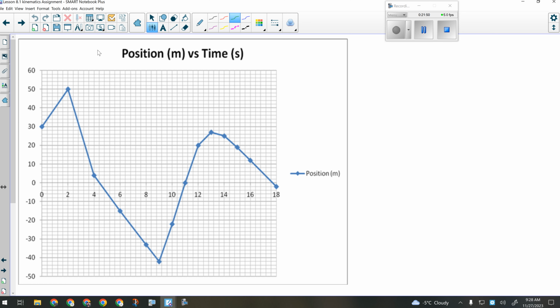So I'll leave the graph on the board here, but you're probably better off to call it up on your phone so you can zoom in and see where all the points are.